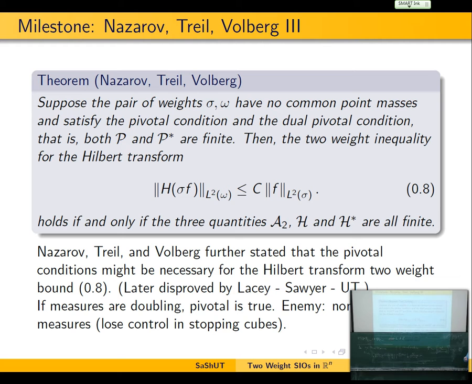This was disproved by Nikolsky and Treil, basically. Well, they had an example in which the dual testing was not satisfied. That's what I mean, because dual testing is not necessary. So this is another example of that. So we were not the first to do that. However, this example is useful, you will see in a moment, to disprove that pivotal is necessary.